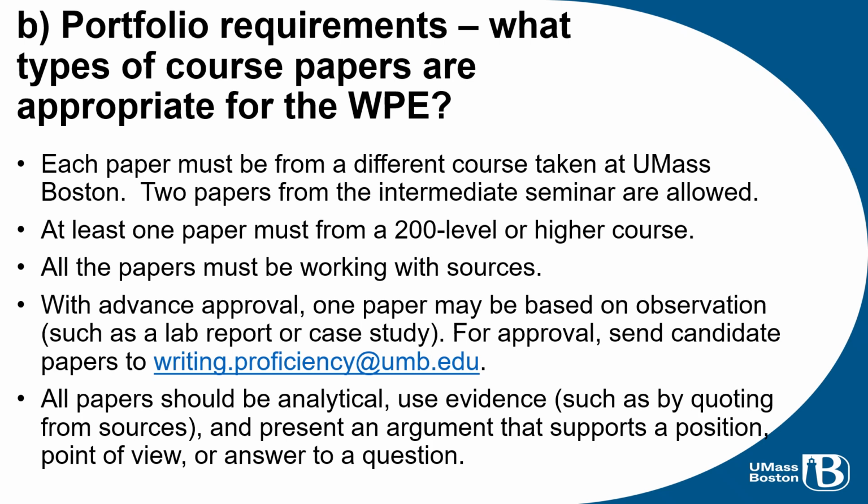All the papers that you submit should be working with sources, and the reason for that really is that since that's one of the grading criteria, you should submit essays that you think meet that criteria. With advanced approval, 1 paper can be based on observations, such as a lab report or a case study. Just send us an email and include those papers to writing.proficiency@umb.edu. If those papers are long enough and we think this is okay to submit, we'll write you a note basically allowing you to include that.